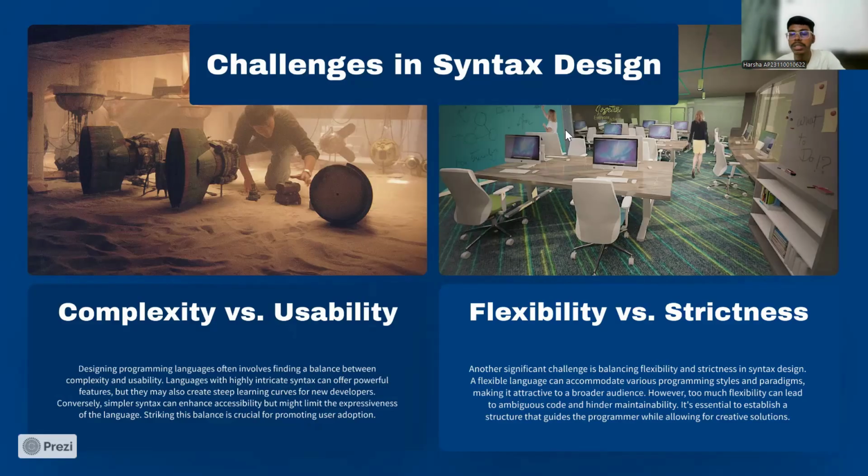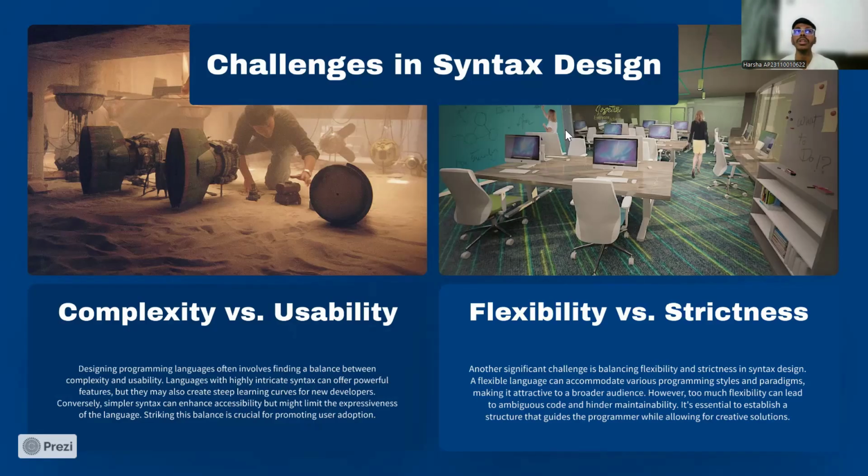And the next one is flexibility versus strictness. Another significant challenge is balancing flexibility and strictness in syntax design. A flexible language can accommodate various programming styles and paradigms, making it attractive to a broader audience. However, too much flexibility can lead to ambiguous code and hinder maintainability. It's essential to establish a structure that guides the programmer while allowing for creative solutions. So flexibility allows multiple ways to write the code, with more freedom, and strictness enforces rules strongly, so it reduces errors.